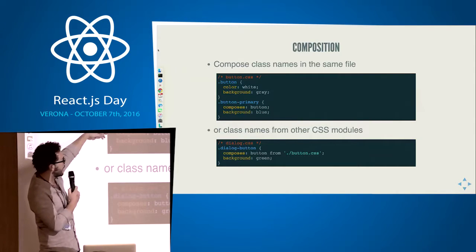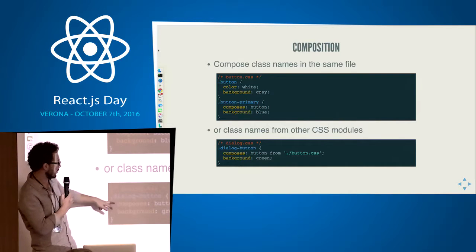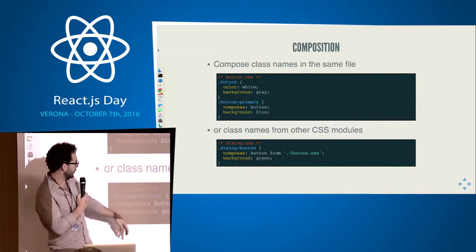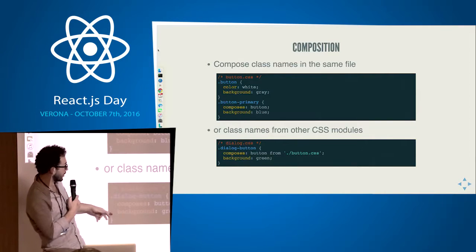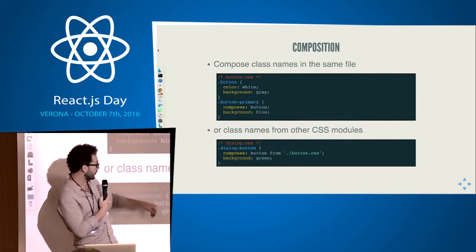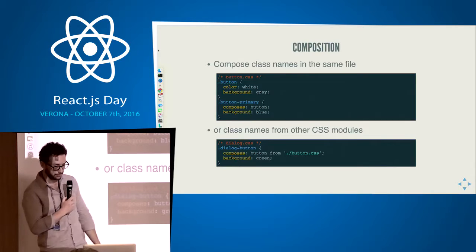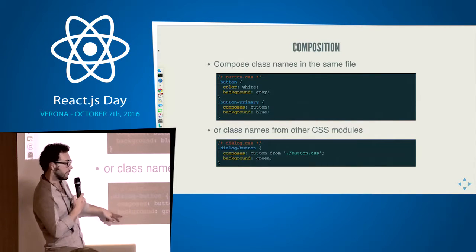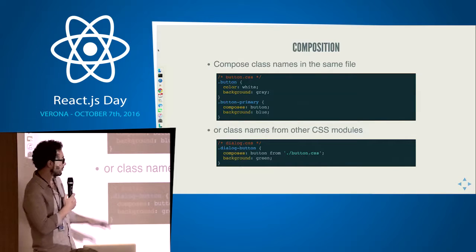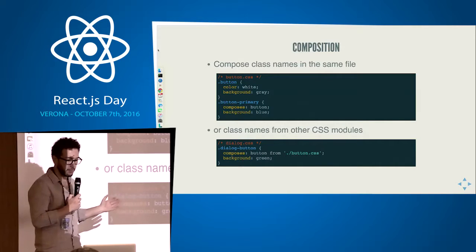This works in the same file, and we can also import stuff or compose stuff from other files. When we say, okay, we are now in dialog CSS, and we want to have a dialog button with another background color, so we say, okay, compose the button style from the button CSS file, and overwrite the background. That's really nice. You can also do multiple composes inside the class. It's really simple, but it's usually sufficient for what you need.